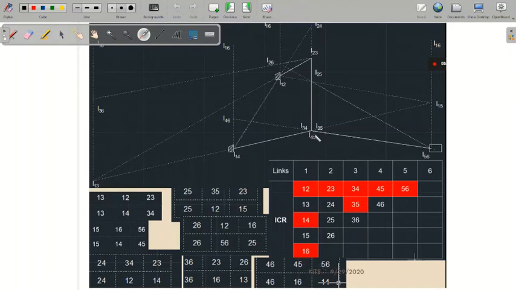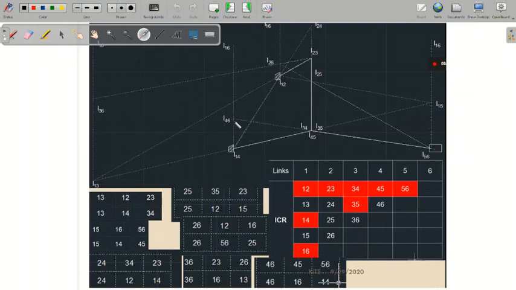So 4 5 5 6. Where is 4 5? This is 4 5. Where is 5 6? This is 5 6. And 1 4 1 6. Where is 1 4? This is 1 4. So 1 4 should be on 1 6. Draw 1 6 on this line, extend this line, and it will meet this line. You get I 4 6.